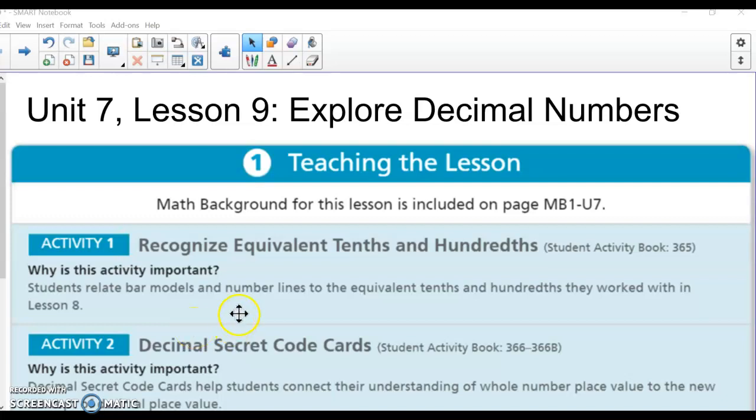So really what you're going to be doing is working with tenths and hundredths again, and being able to write the decimal from the fraction or write the fraction from the decimal. Okay, so the big goal by the end of the lesson today is to be able to go back and forth using tenths and hundredths with both fractions and decimals.